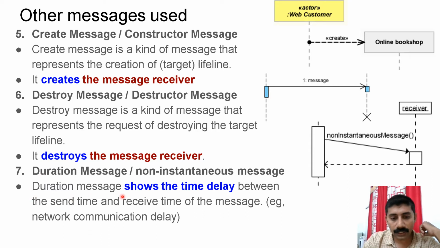Next category is duration message or non-instantaneous message. Duration message shows the time delay between the send time and receive time of the message. It is represented by a slanted arrow. This slanted arrow indicates that there is a time difference between the send time and time of receipt. So this is very relevant when there is communication delay. So duration message or non-instantaneous message indicates that this message will reach the destination after some time.